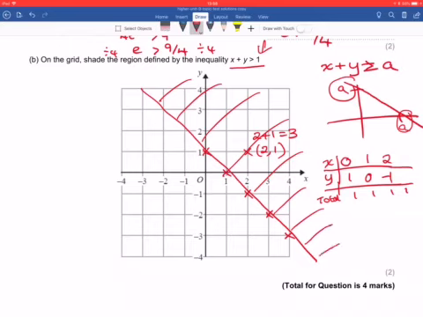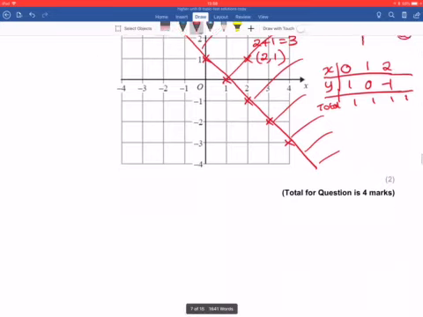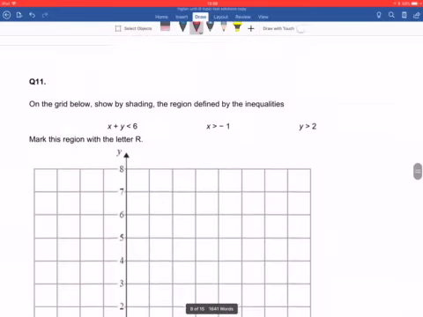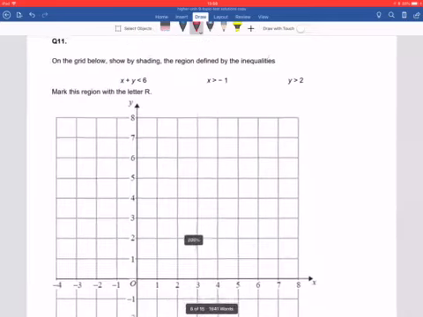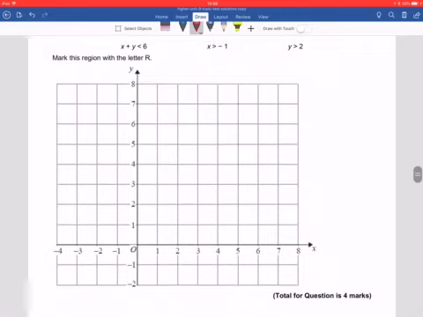Is that okay with everyone? And you'll find you need to use that now on the next question. So every single time, this is a special case, x plus y equals something, it always goes through those two. Right, so be really careful about where your lines are going through.